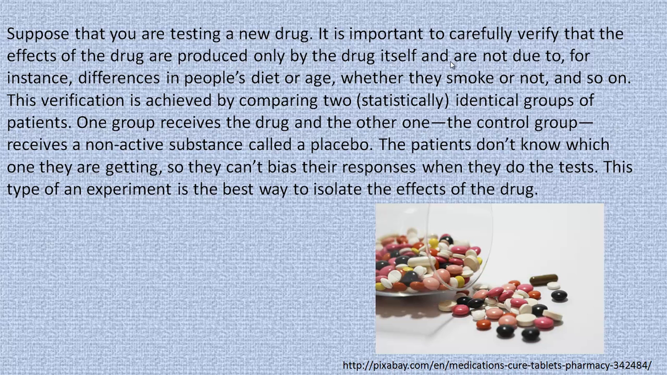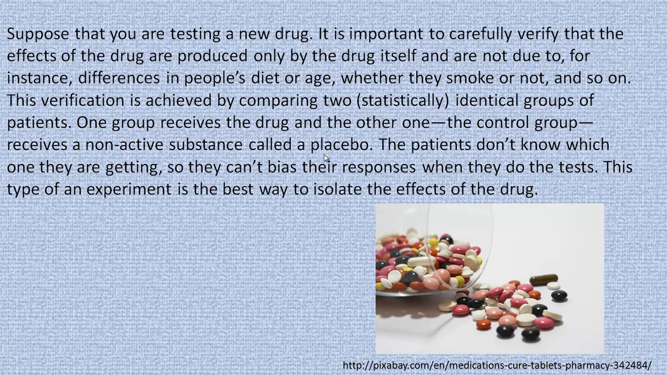This verification is achieved by comparing two identical groups of patients. One group will receive the drug, while the second, the control group, receives some non-active substance, and we call that a placebo. You would generally want both these groups to be the same size. One group is getting the drug, but they don't know whether they're getting the drug or a placebo, and the control group are not getting the drug at all. They're only getting the placebo, and again, they don't know whether they're getting the placebo or not.